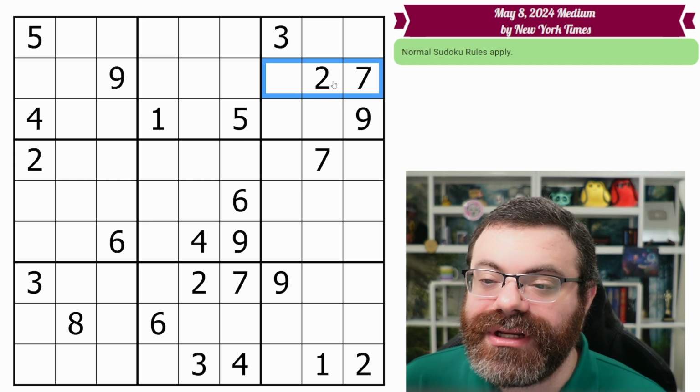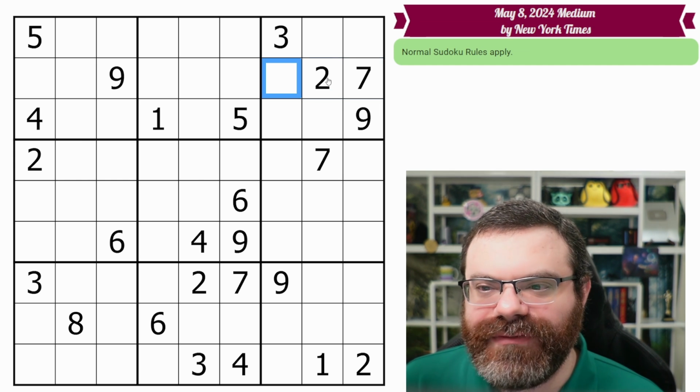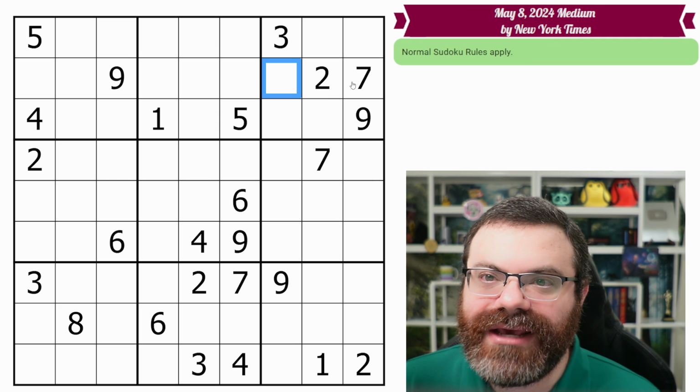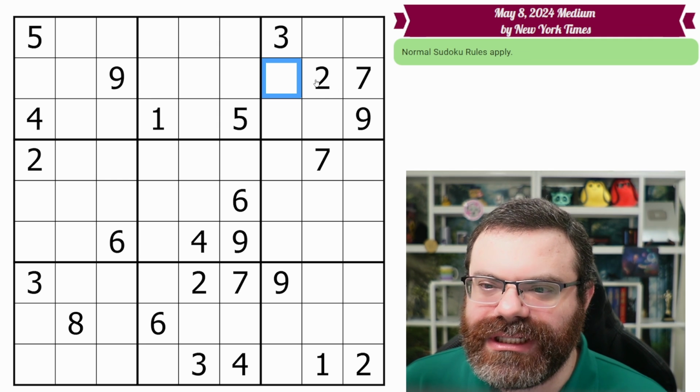Now, of course, you've probably noticed by now that these 2 cells cannot be 5 because they are a 2 and a 7. So you can't put more than 1 digit in a cell.